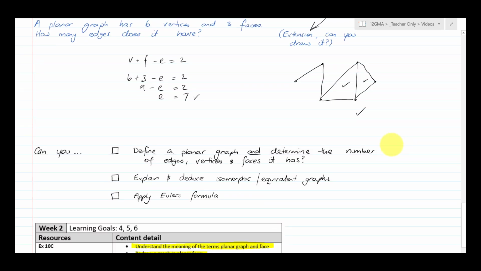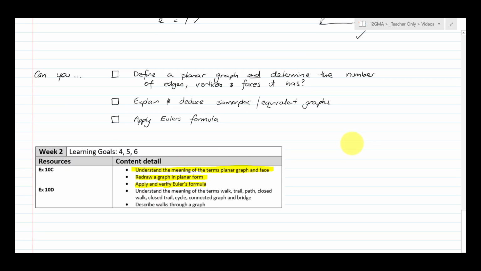So, can you define a planar graph and determine the number of edges, vertices, and faces it has? Can you explain and deduce isomorphic equivalent graphs if needed? Can you apply Euler's formula? And there are the learning goals and resources. All the best.